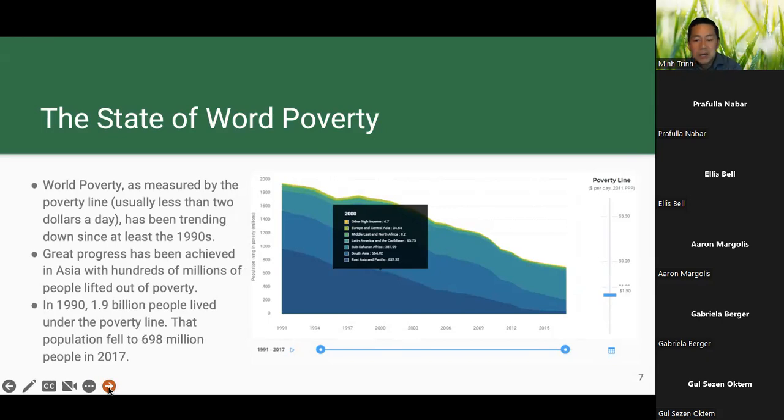Right? The good news is that poverty has been trending down since the 1990s, and this is a graph that shows the population living in poverty, in millions. In 1990, close to 1.9 billion people were living under the poverty line, which is very low, only $2 per day. Now the population is close to 700 million in 2017, and it has increased because of COVID. A big chunk of this progress was achieved thanks to the progress in Asia, especially China and India. Next slide, please.